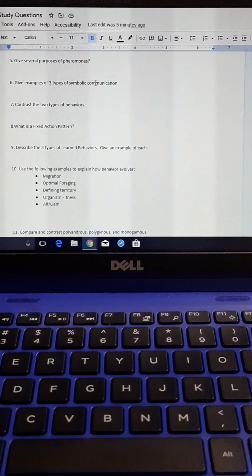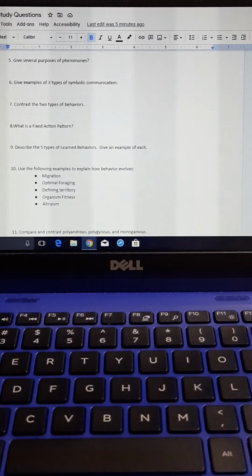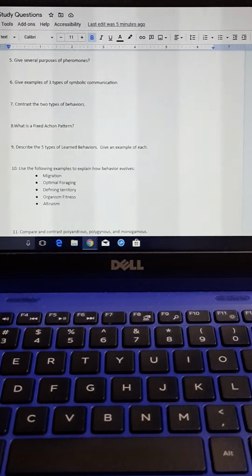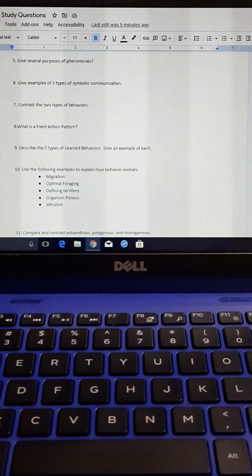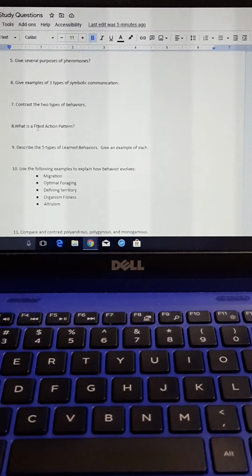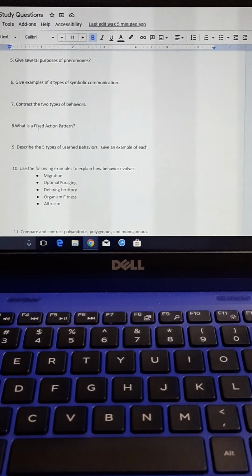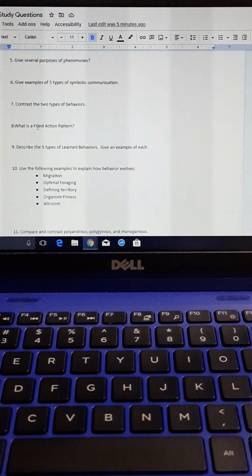Give examples of three types of symbolic communication. Symbolic signals include auditory signals, which are like mating calls, warning calls, and calls for help. If you look this up, there's a bird called a honey guide, and it would call out to humans. It would sing to find a human or another animal like a honey badger, and that bird would signal them over with its song so they could break open the beehives for it to eat. So that's an auditory signal.